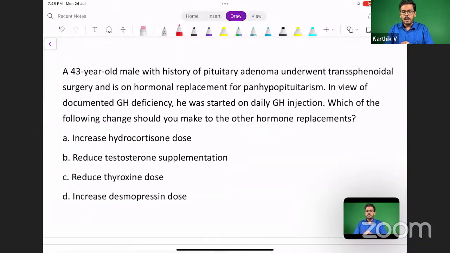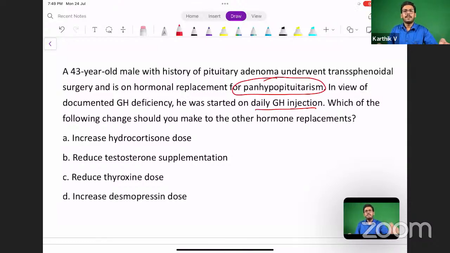Next question. A 43-year-old male with history of pituitary adenoma underwent transsphenoidal surgery and is on hormone replacement for panhypopituitarism. So what we are dealing with is a post-op patient with panhypopituitarism. The patient had growth hormone deficiency and he was started on daily growth hormone injection. So once you start the patient on growth hormone injection, what changes should you make to the other hormone replacement? So that is the question.